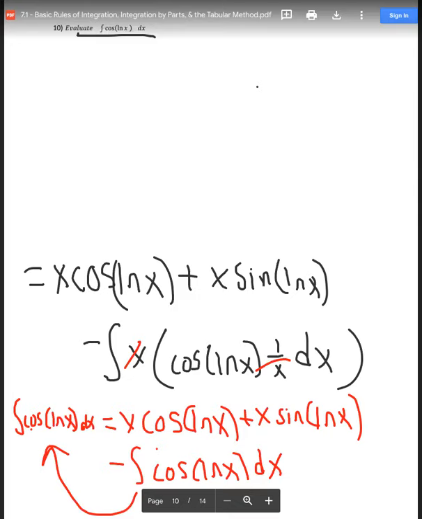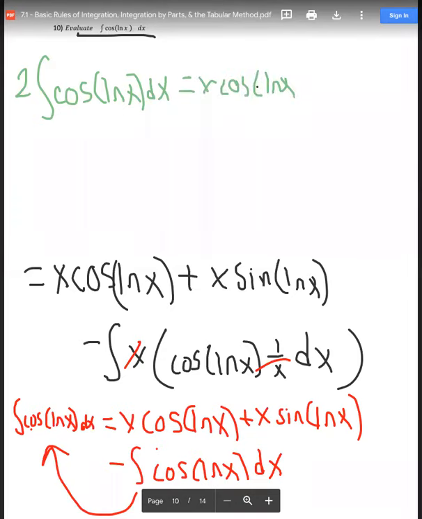And when you move it to the other side, what we have now is 2 times the integral of cosine of ln of x dx, which is x, and you leave everything else from the other side. So you have x cosine of ln of x plus x sine of ln of x plus c. There are no more integral signs, so remember to add the plus c. There's one more thing we have to do to this problem. Remember, we're solving for the integral of cosine ln of x.